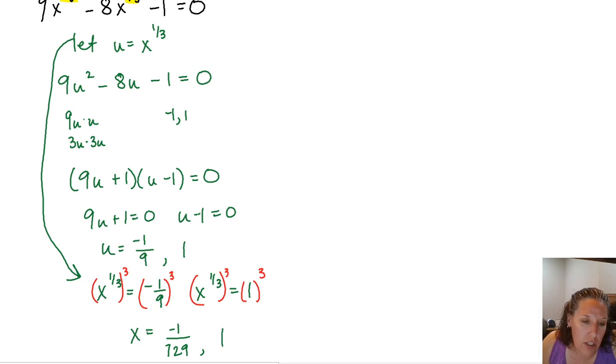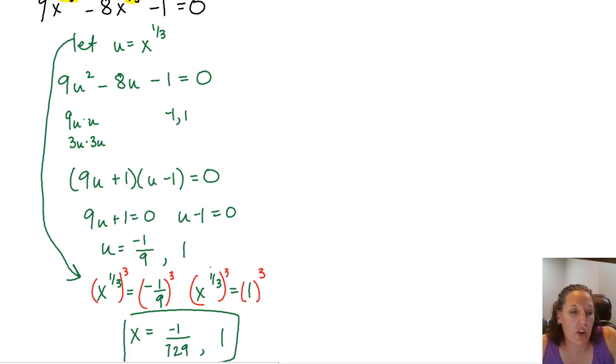And then on our other equation, 1 cubed is 1, and again you can plug both of those solutions into your original, and it should give you a true statement.